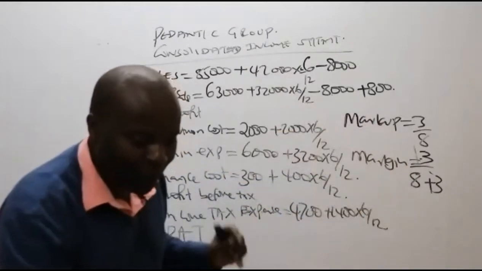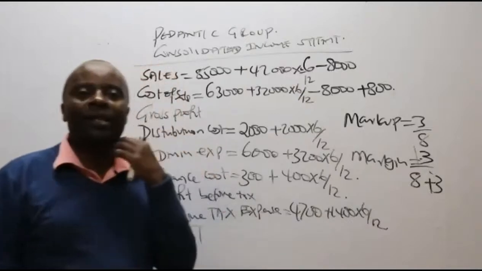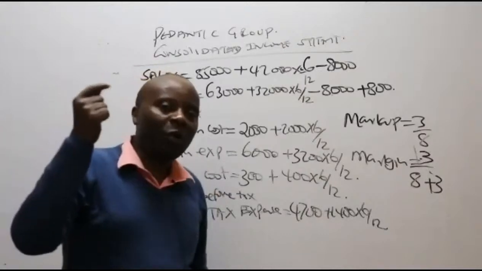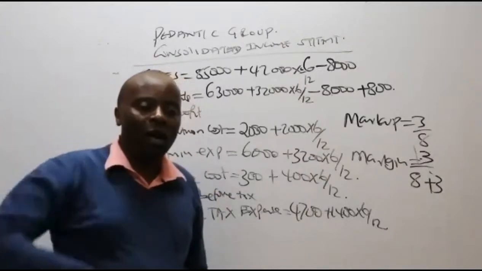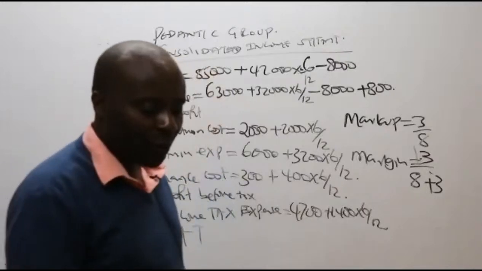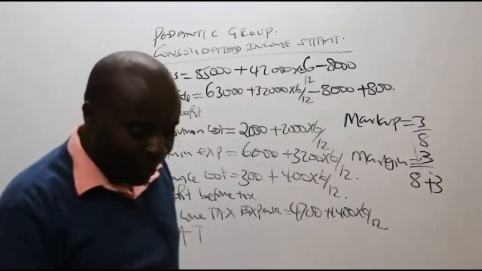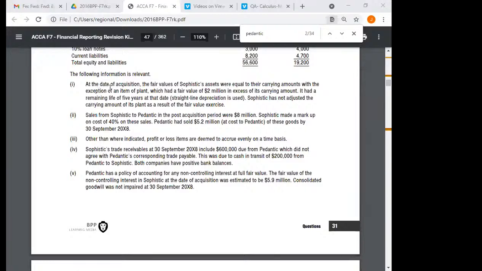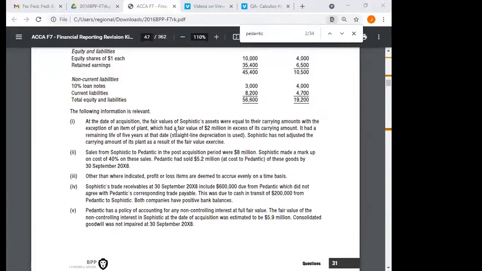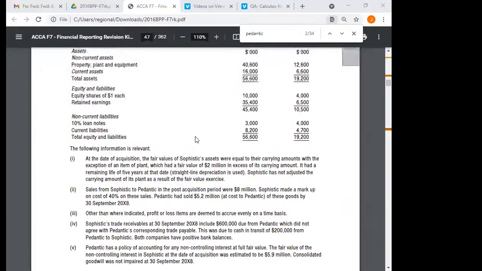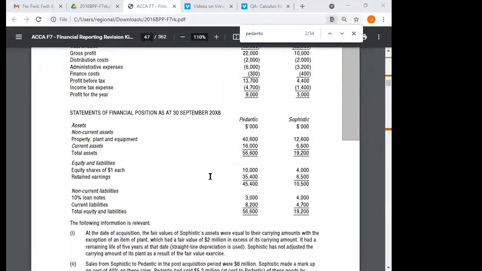So, ladies and gentlemen, the next thing I'll think about ni any revaluations. Remember, whenever you are acquiring a subsidiary, you must call in a valuer. So in this case here, we called in a valuer. Look at note number 1. At the date of acquisition, the fair values of Sophistic's assets were equal to their carrying amounts, with the exception of an item of plant, which had a fair value of 2,000 in excess of its carrying amount. It had a remaining life of 5 years at the date of acquisition. Ladies and gentlemen, listen to me very well.